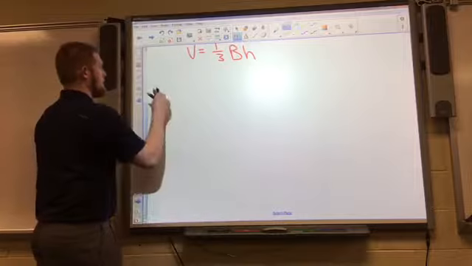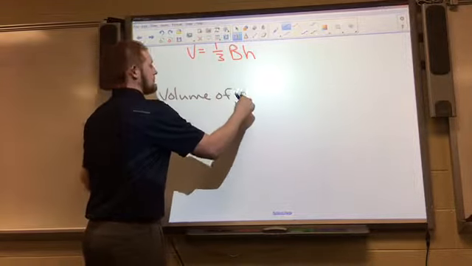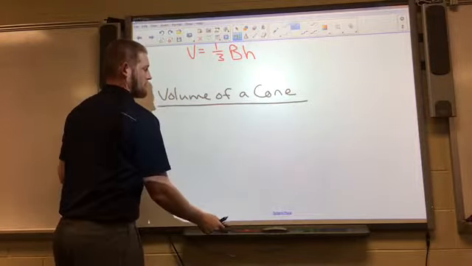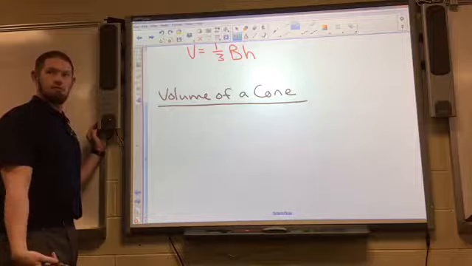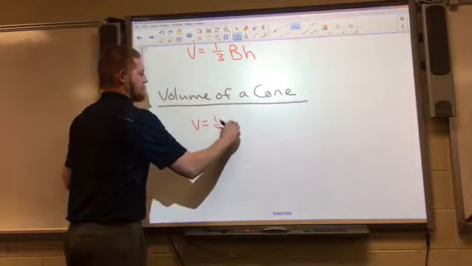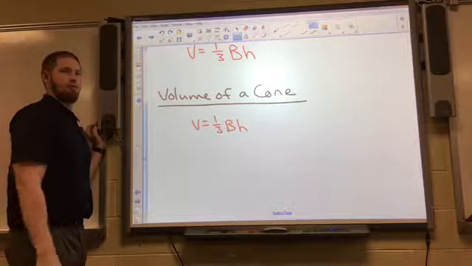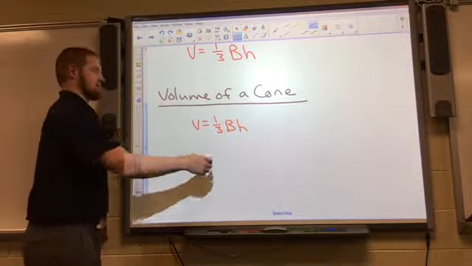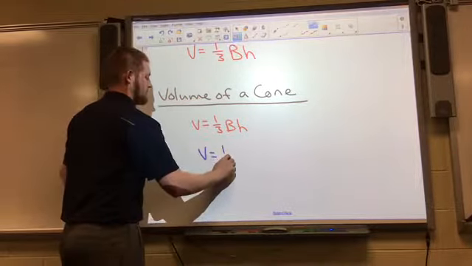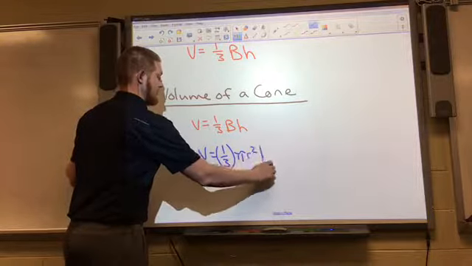Volume of a cone, which a cone is just a pyramid with a circle as a base, right? Okay, so it's the same thing. Volume equals 1/3 area of the base times the height. What's another way I could write that? Instead of capital B, I could use pi r squared. Good. So I could do 1/3 pi r squared h.